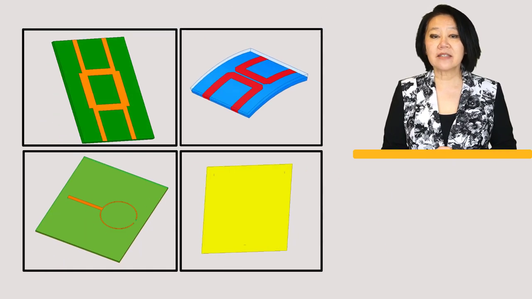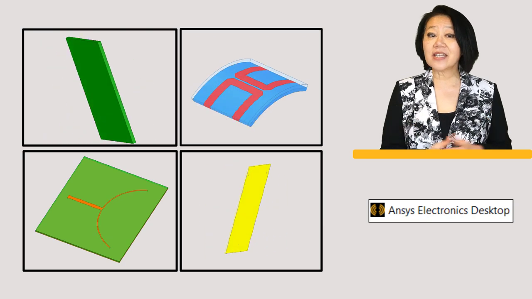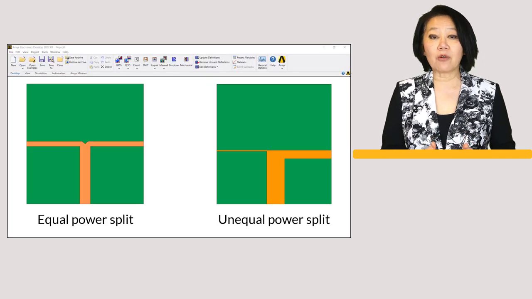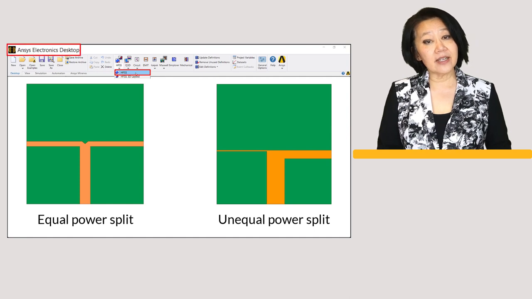And welcome to this Ansys video course on designing microwave passive components using the Ansys Electronics Desktop, AEDT for short. In this video, we're going to discuss how to analyze a T-junction power divider using Ansys HFSS in AEDT. Before we proceed, let us discuss what a power divider is.